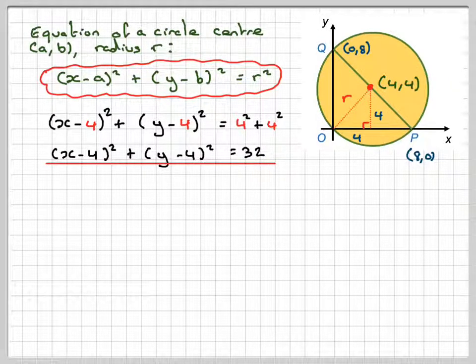So this has been a video to show you how to find the equation of a circle with 3 of its points passing through the axes, and knowing that the triangle that those points make is isosceles. I hope you've understood, and I thank you very much for watching.